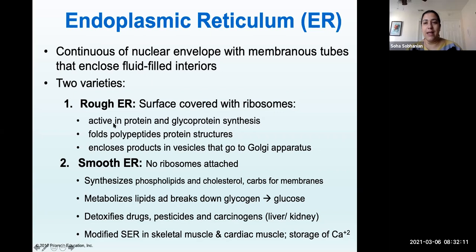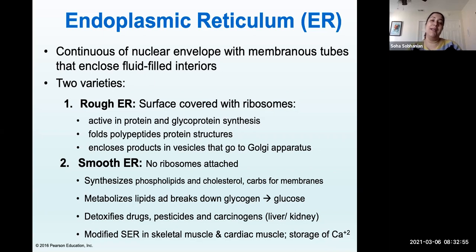So how does that affect the function of the rough ER versus the smooth ER? The rough ER is responsible for taking the protein that's already been created and folding it. Remember, when a protein is made, all it is is a long chain of amino acids. There is no shape to it. So creating that beautiful 3D structure that we talked about, that gives it its function, comes from your rough ER.